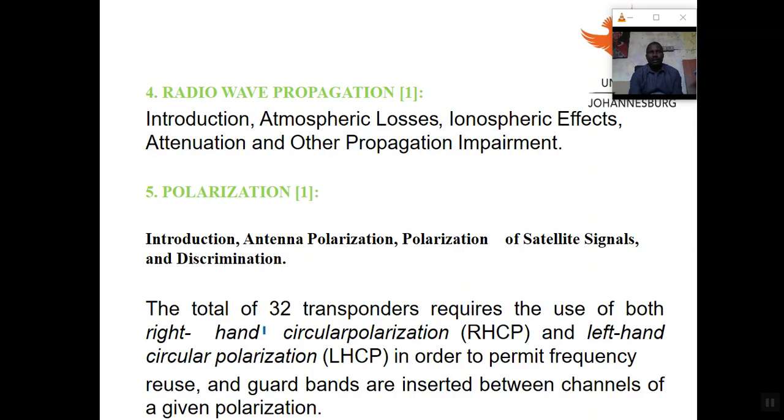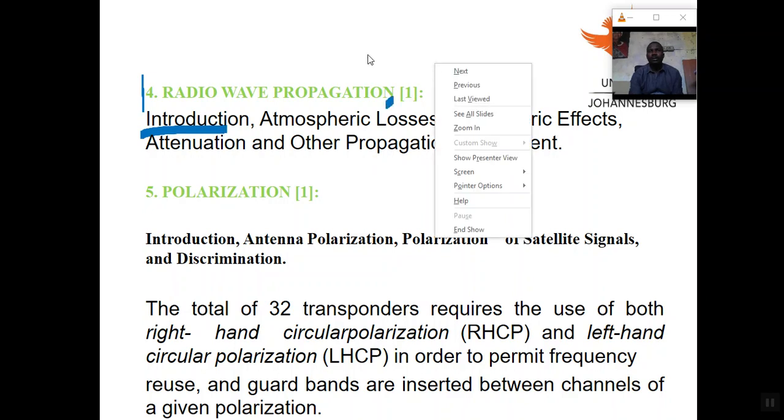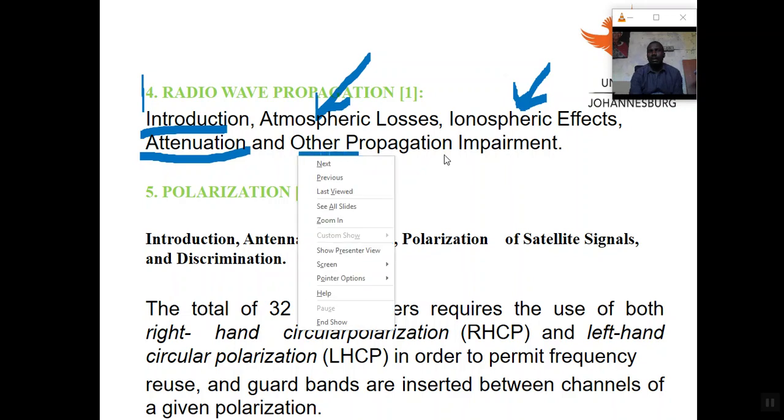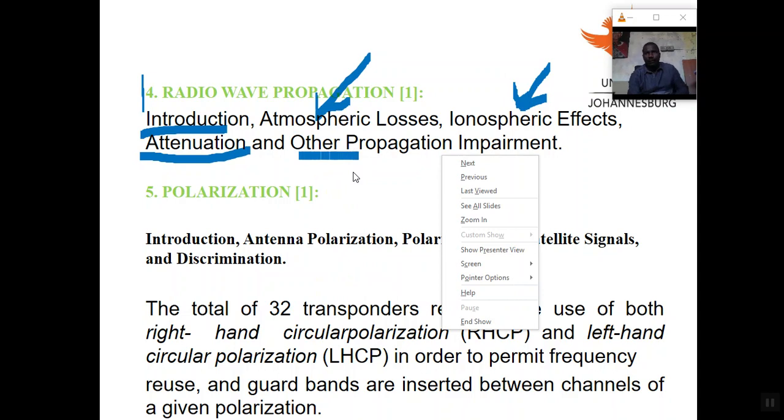Okay, without further waste of time, let's look at the work. Chapter 4 of your notes gives you an introduction to atmospheric losses. Remember, the atmosphere is the first layer which you encounter in the sky, directly above us. And we look at the effect of the ionospheric layer, which is above the atmosphere, what is meant by attenuation and other forms of impingement on the propagation of signals.